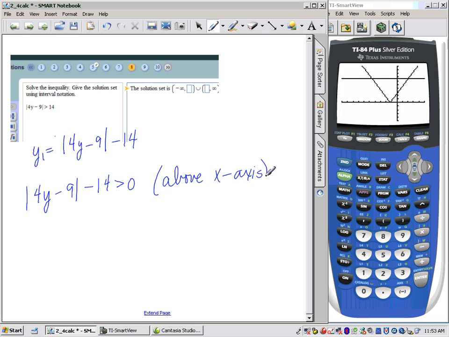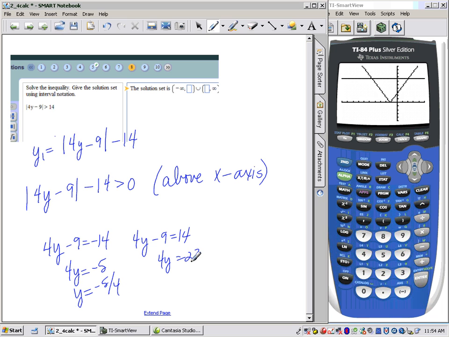So you see there's various ways to do this. Now again, we would have had to solve something by hand. We would have found where 4y minus 9 is equal to negative 14 and where 4y minus 9 is equal to positive 14 to get what was that, negative 5/4 and 23/4.